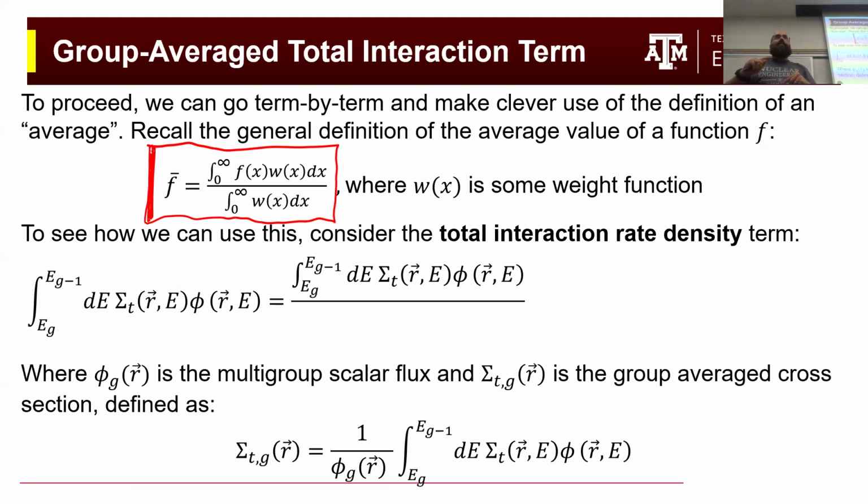If you wanted to develop a mean lifetime equation, that weight function is going to be like a probability per unit time that decay happens. So it kind of depends on the context of what that weight function is. But if we keep this definition in mind, then the first thing we're going to look at is that total interaction term. So this guy right here was that total interaction term.